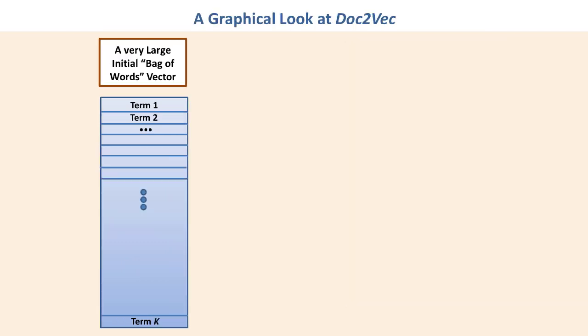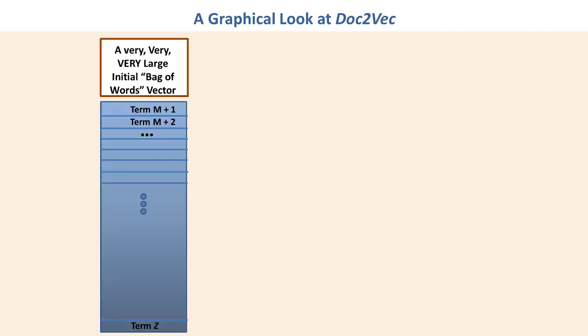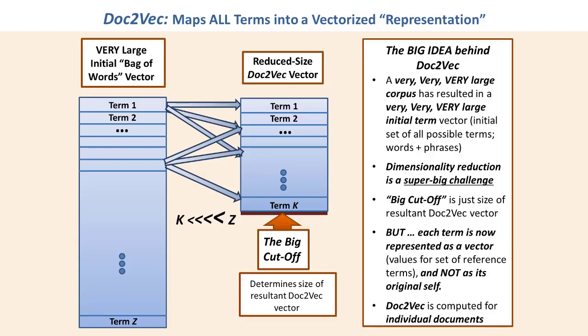By way of comparison, let's look at the Doc2Vec method. As I mentioned earlier, it was developed by Mikolov and colleagues at Google, and it was designed to deal with very, very large corpora. Because the corpora used in a Word2Vec application are typically so very large, we have a big challenge. Our initial vector of terms is also very, very large, and we're trying to do dimensionality reduction.